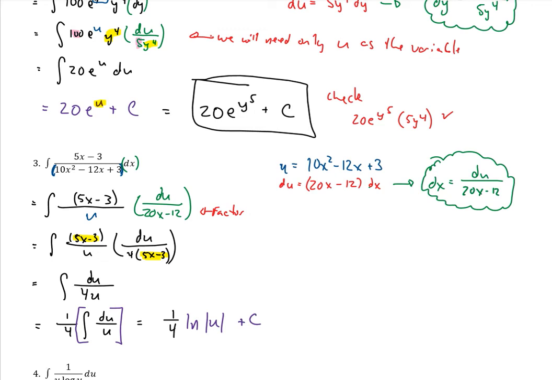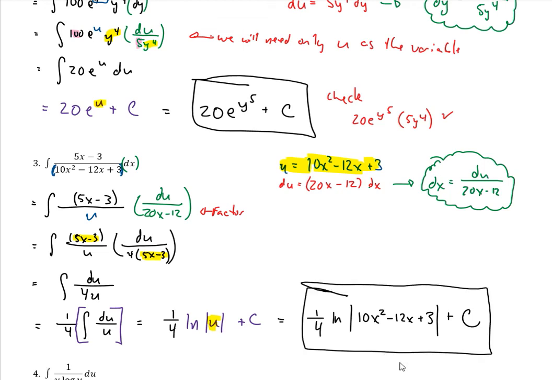And then our final step is to change our u back into its original variable form. Okay, so I'm always highlighting it at the end. That's going in right there. And so we have 1/4 natural log of the absolute value of 10x squared minus 12x plus 3. And then, again, always plus the constant. Just don't forget that plus the constant. Okay, so there's our final answer right there.